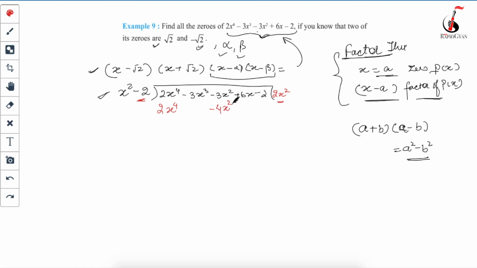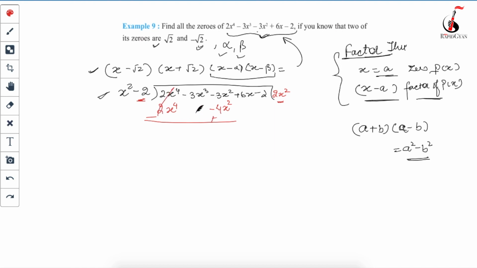So the power of x is 2. If I write it over here, here the power of x is 3. So I cannot write it over here. I will have to write it under the same power. So this is very important to remember. Okay. Now subtract it. So this will become minus, this will become plus.